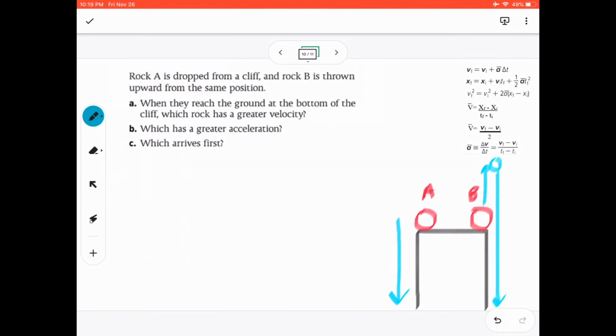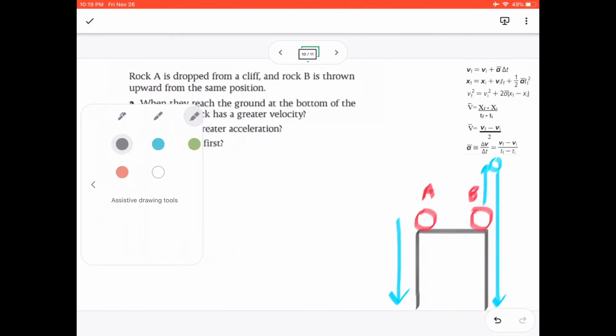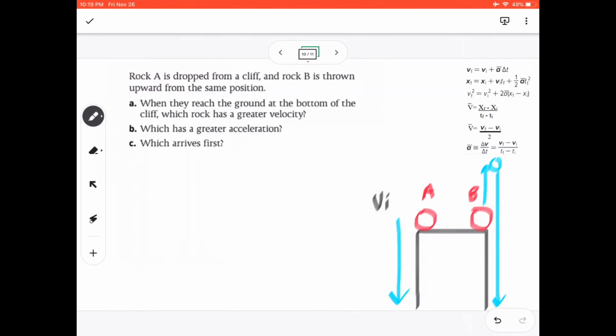All right, so for rock A, the initial velocity VI is 0, but for rock B, VI is not 0. It has an initial velocity which is greater than 0, VI is greater than 0 meters per second. Therefore, it already has a starting velocity, then it will have a greater velocity in the end.